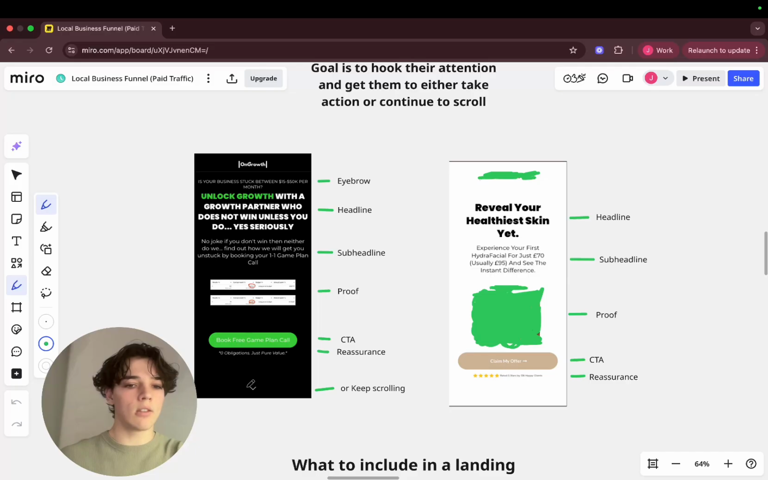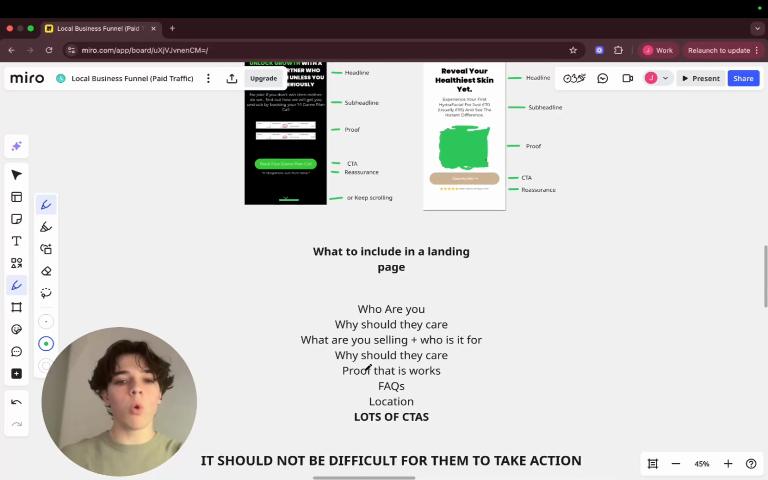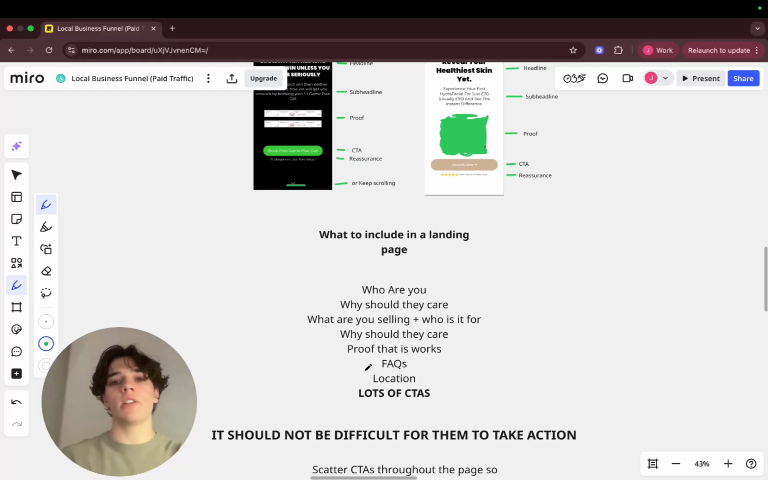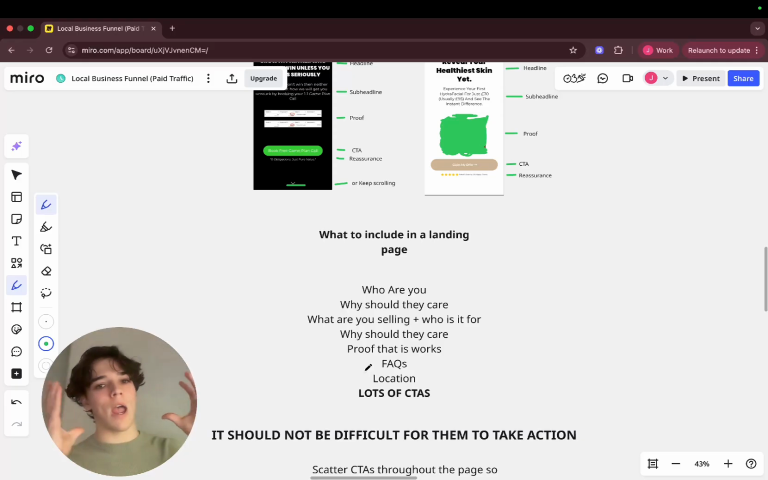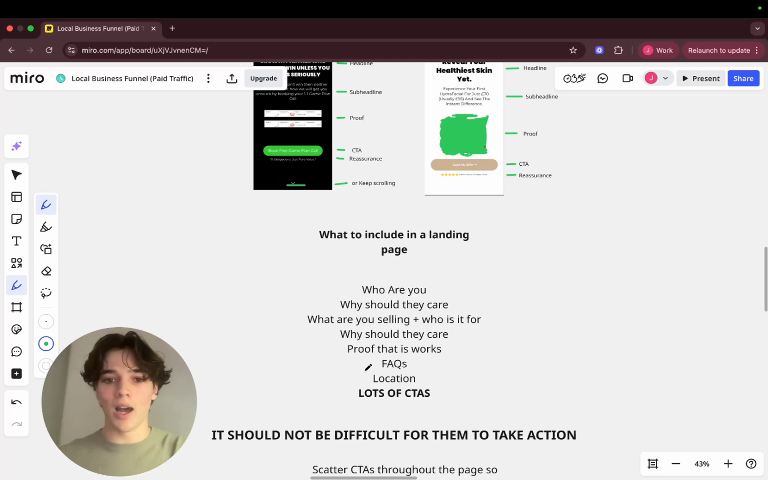And then here there's a little thing to keep scrolling to, if they're not ready to go ahead and book that game plan call now, they can scroll down and continue to find out more about it before taking that action. Now, what to include in a landing page obviously depends on what you're selling. If you're selling something for $10, you're not going to want a huge landing page. It's just going to create more friction and give them a load of information where they're like, wow, it's $10, just let me buy it.